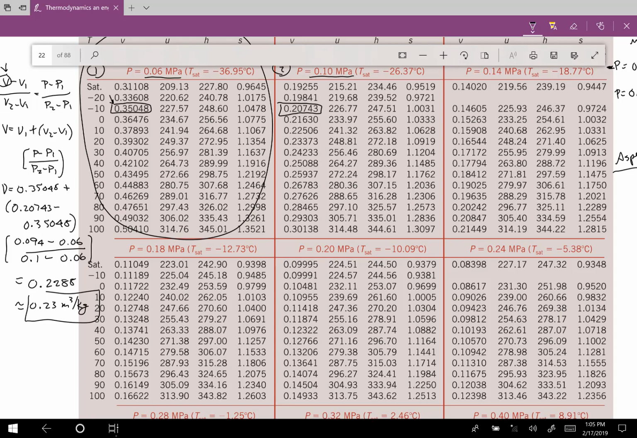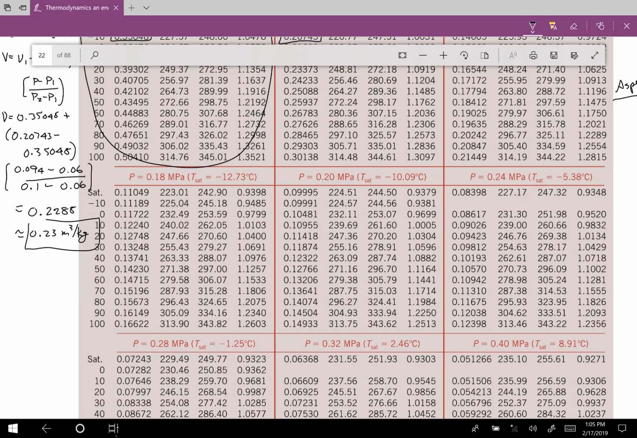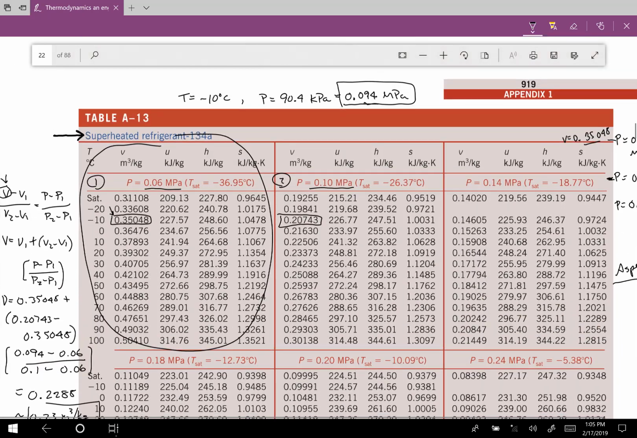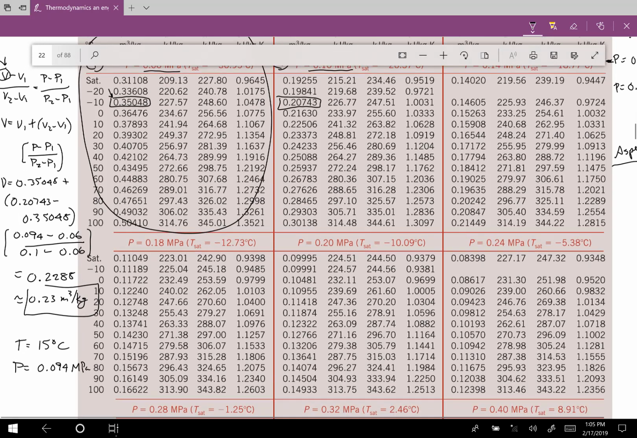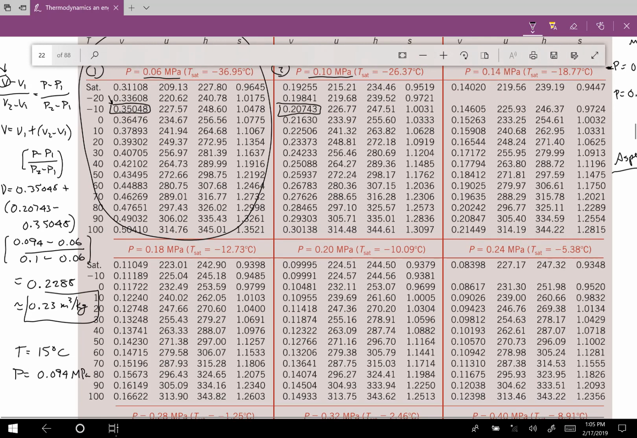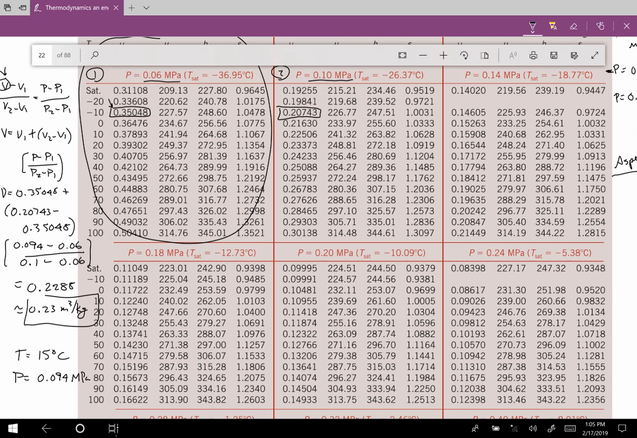So at state 2, T is equal to 15 degrees Celsius, and our pressure is the same, so 0.094 megapascals. We're going to do the same thing, only this one gets even a little more complicated, because now we're looking at a temperature of 15 degrees Celsius and our table has 10 and 20. So we're just going to have to pick a value here.